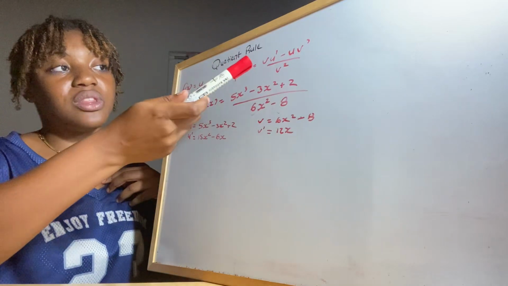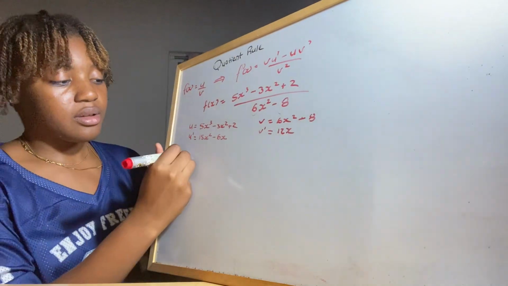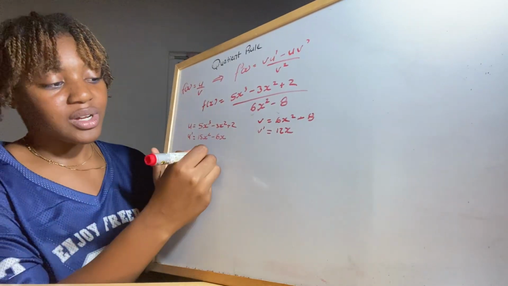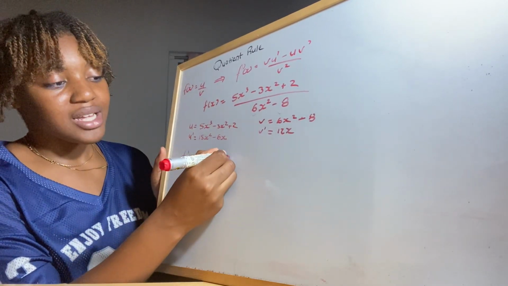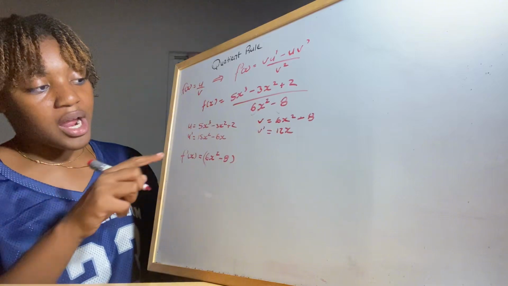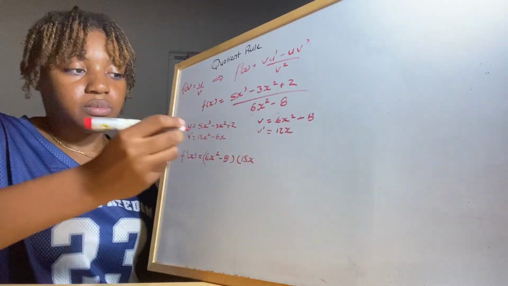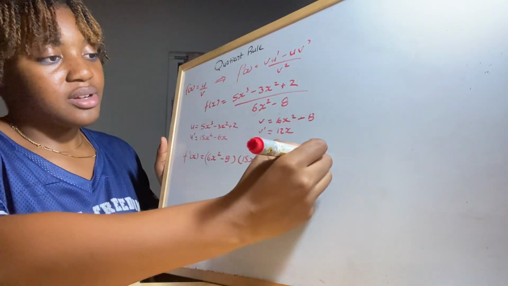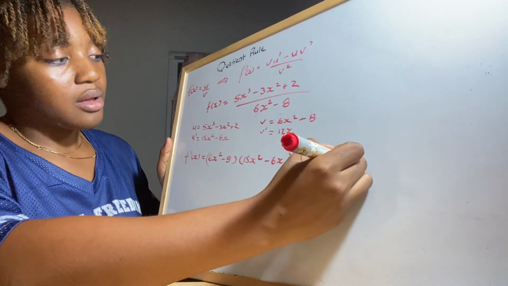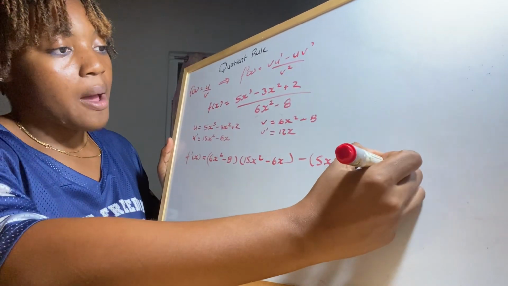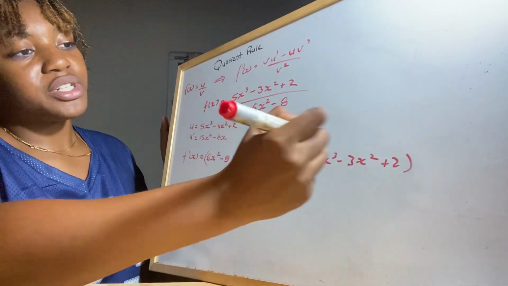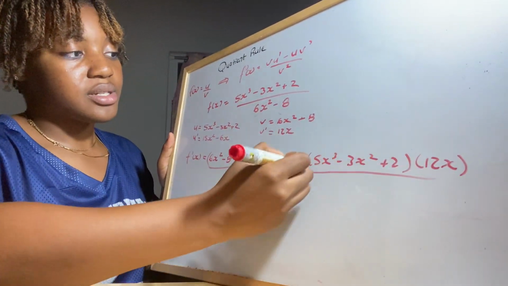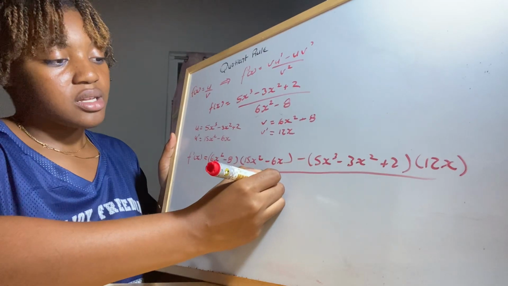Next, all we do is follow through with the format right here. So f prime of x is equal to v. So we're going to write down our v being the 6x squared minus 8. Then we'll have u prime. This is our u prime. Write it down. Minus u. So we'll have in bracket. Don't forget your bracket. So 5x cubed minus 3x squared plus 2. And then we'll have v prime, which is 12x. All over v squared. So v is 6x squared minus 8.